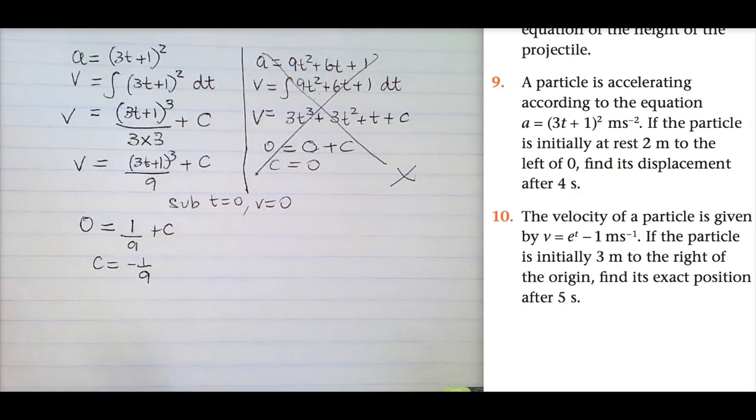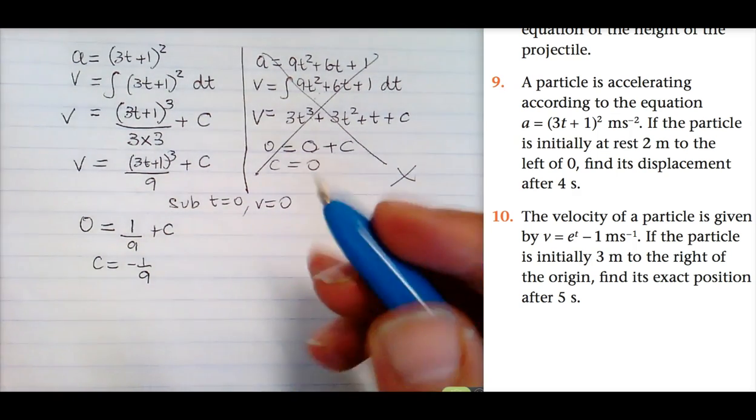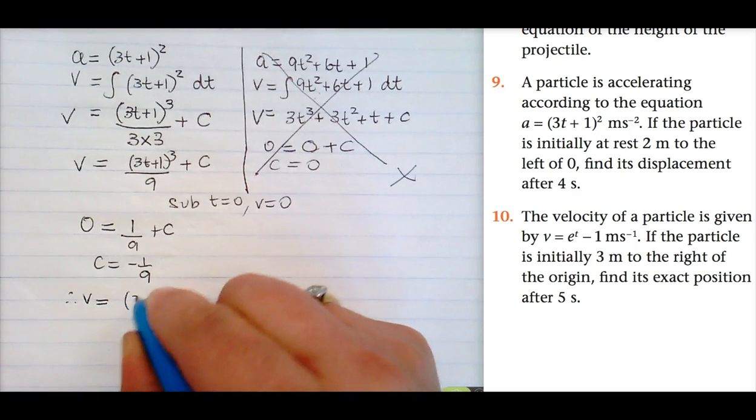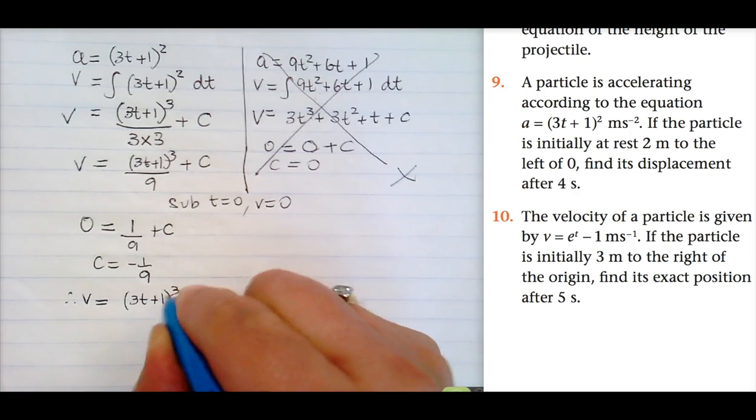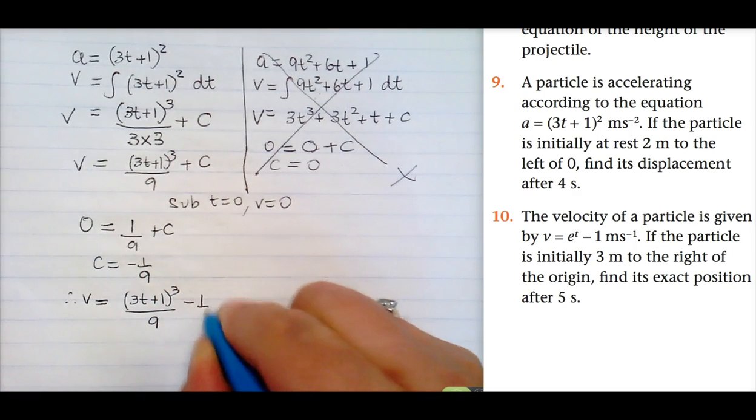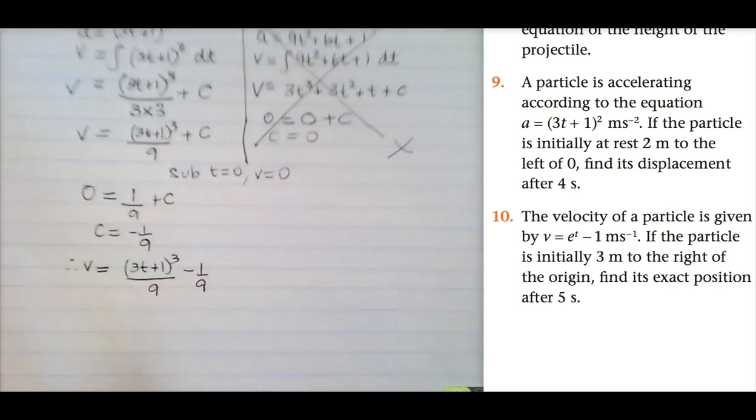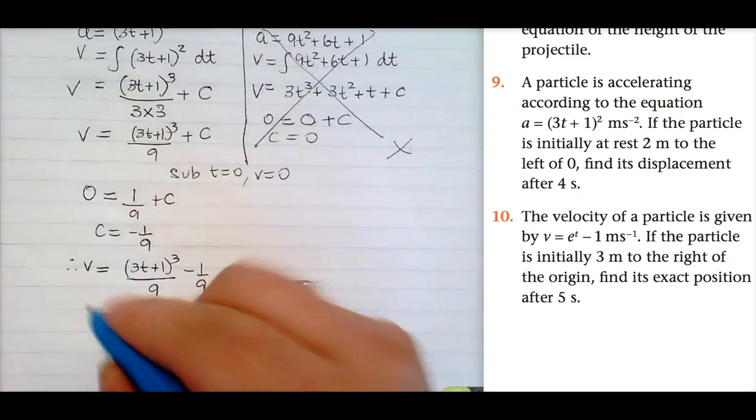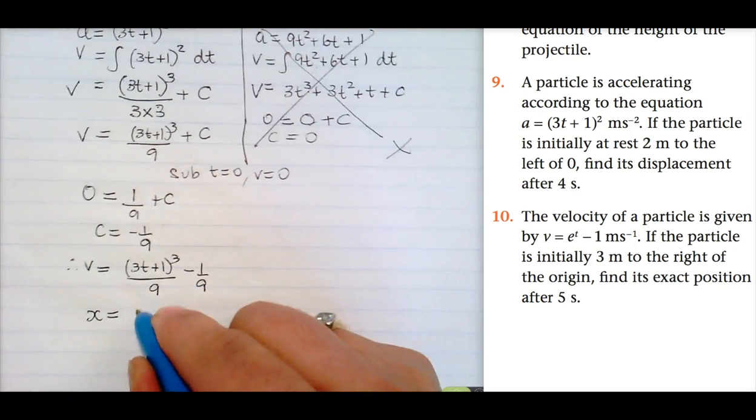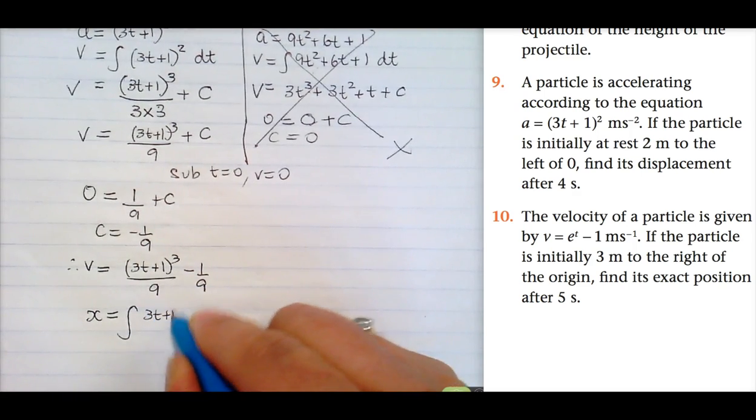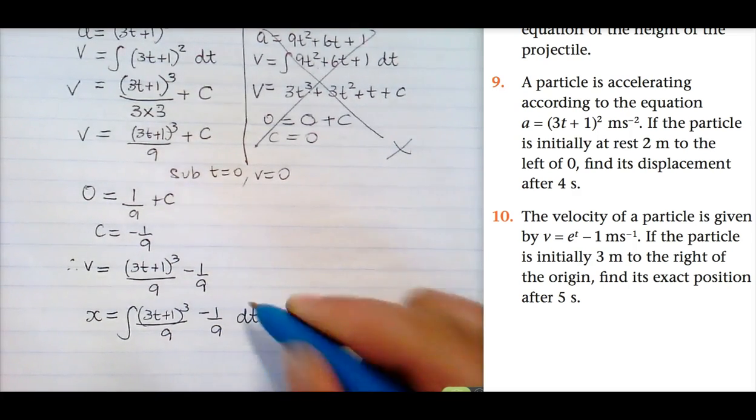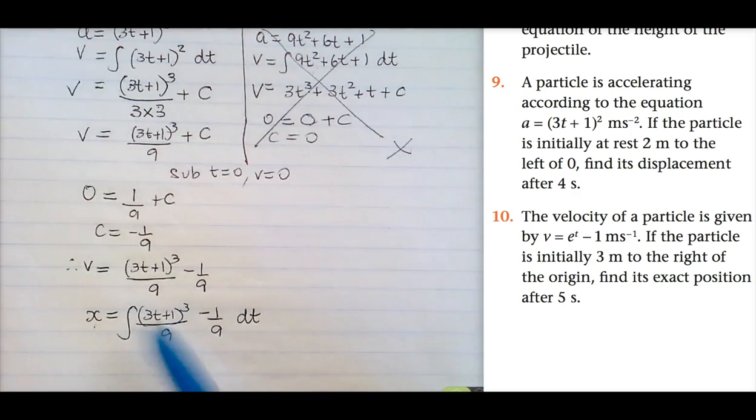Okay. So C is -1/9. Therefore, v equals 3t plus 1 cubed over 9 minus 1/9. Okay, what's next? Find the displacement when t is 4. Well, first we need displacement. So x is going to be the integral of this dt. So girls, you've got to get the notation right. x is the integral of that with respect to t.